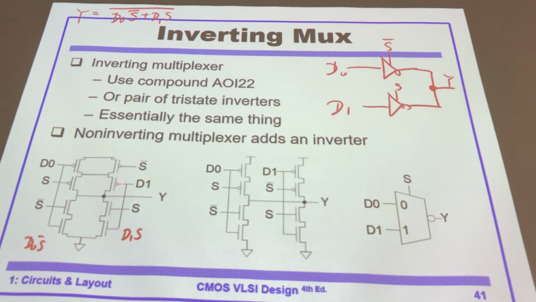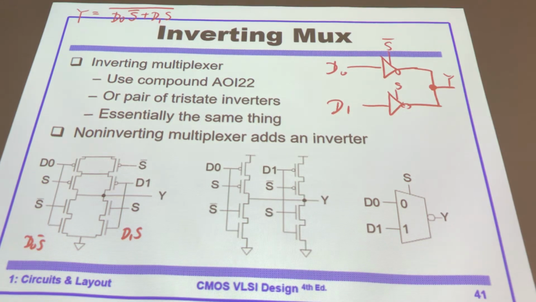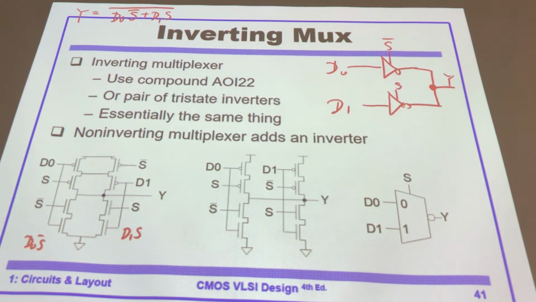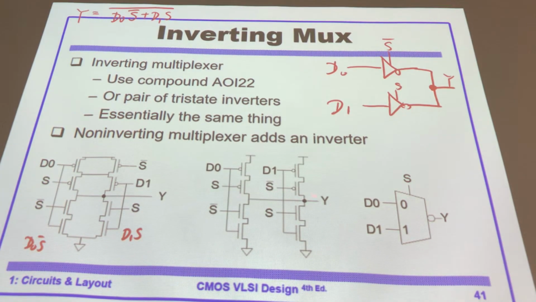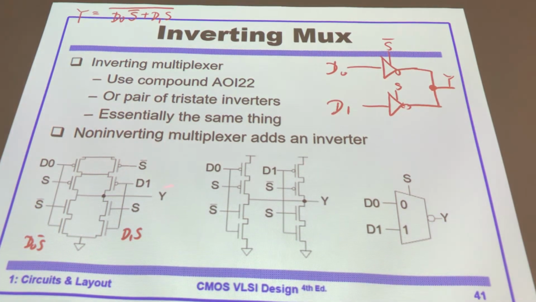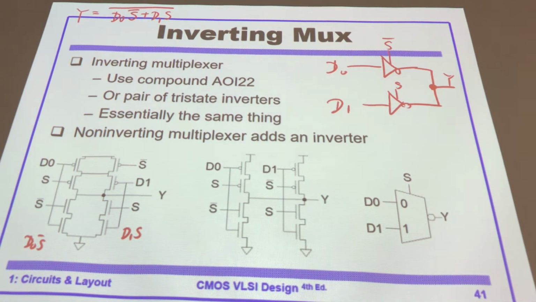D0 is in serial, and D1 bar is in serial. The pull-down is the same, the pull-up is different. These two are different, these two are the same. But it consumes the same number of transistors, right?